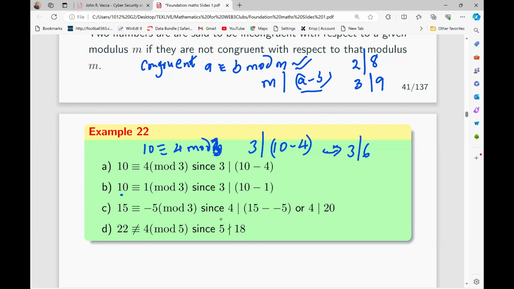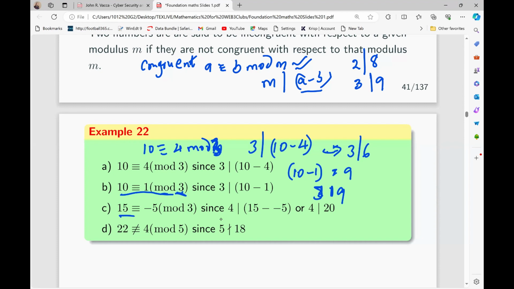What about this one? Can 3 divide the difference between 10 and 1? The difference between 10 and 1 is 9. It's true that 3 can divide 9. Therefore, we say 10 is congruent to 1 mod 3. This 3, which we call the modulus, is the divisor.